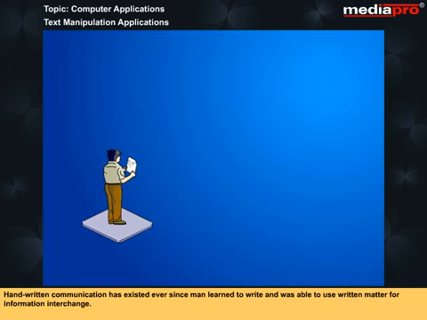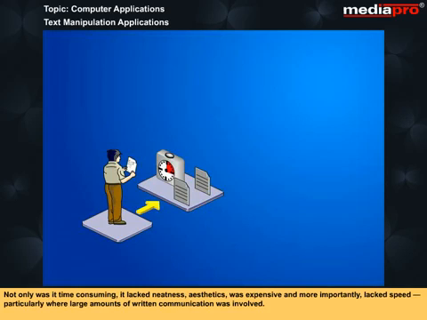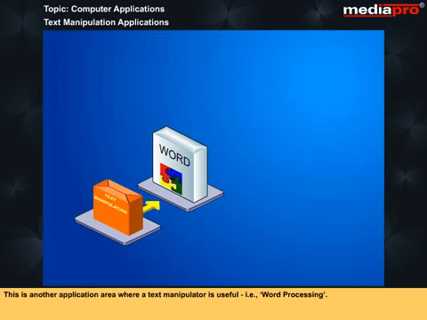Handwritten communication has existed ever since man learned to write and was able to use written matter for information interchange. Not only was it time-consuming, it lacked neatness, aesthetics, was expensive and more importantly lacked speed, particularly where large amounts of written communication was involved. This is another application area where a text manipulator is useful, that is, word processing.